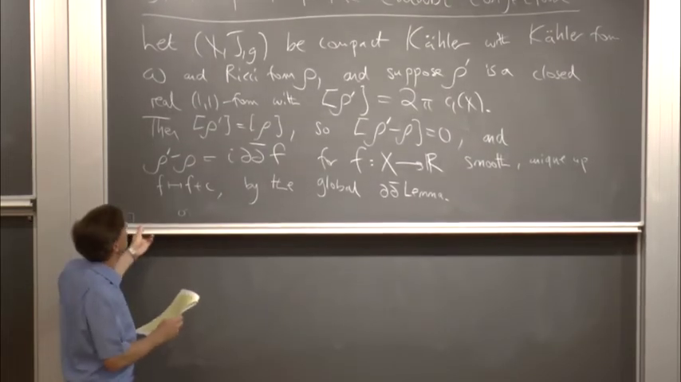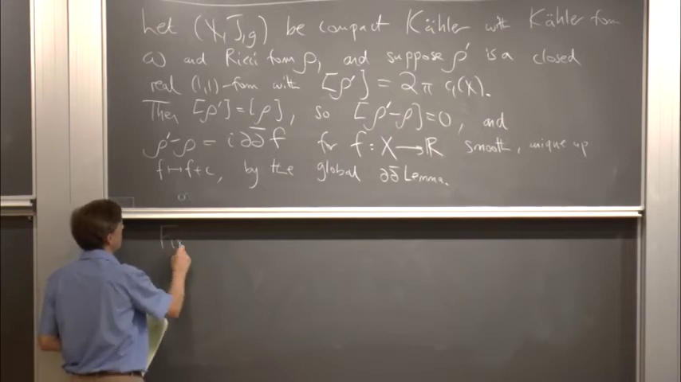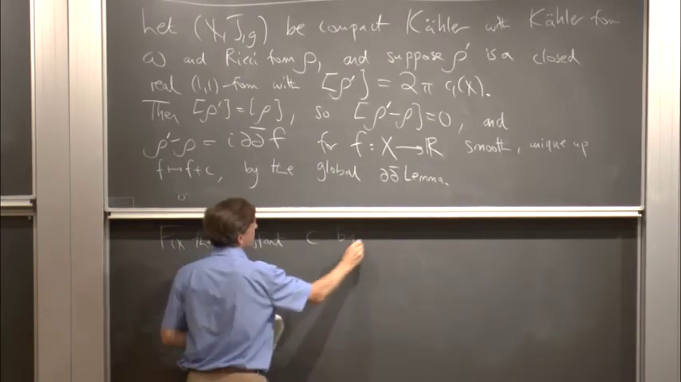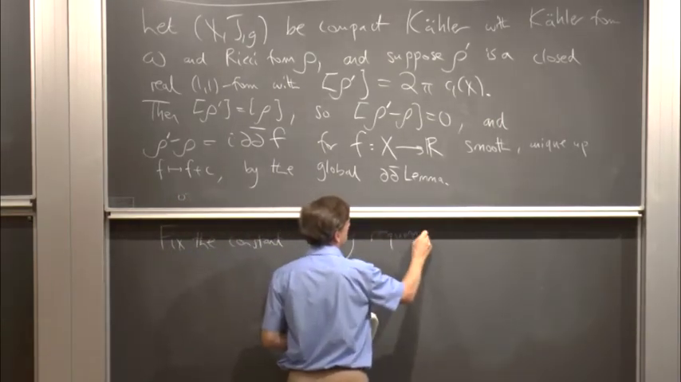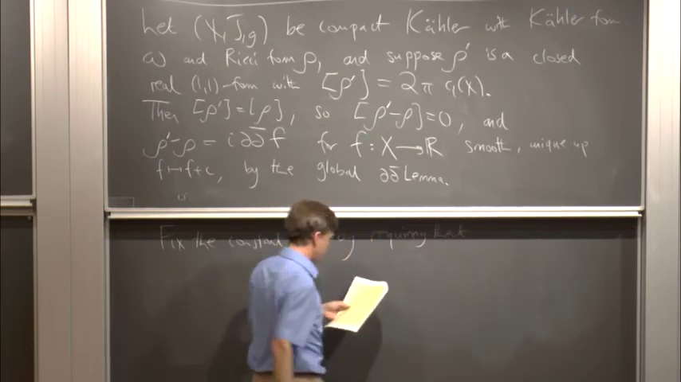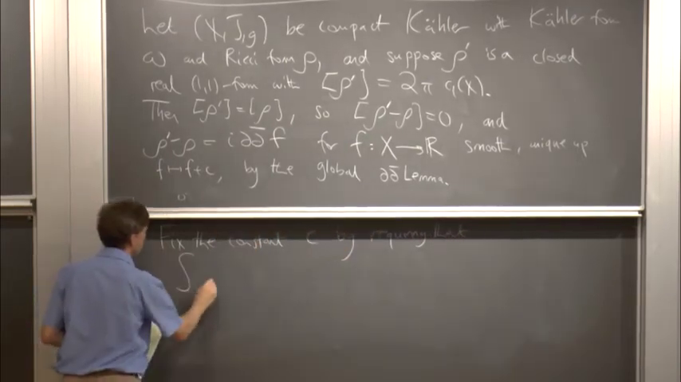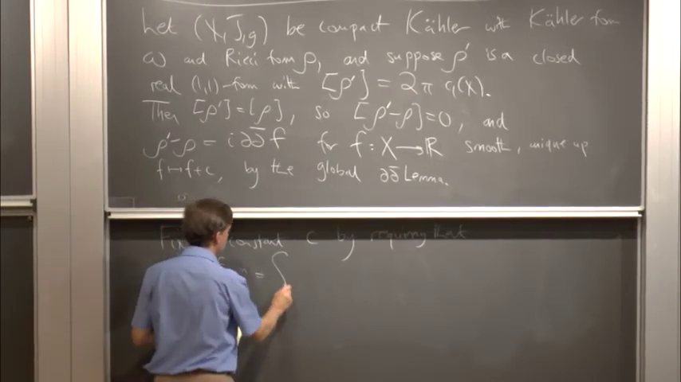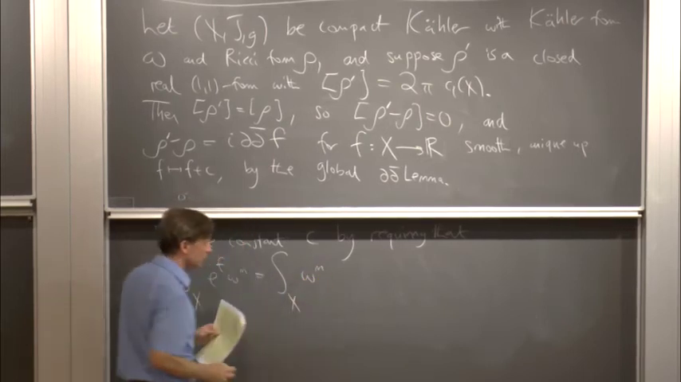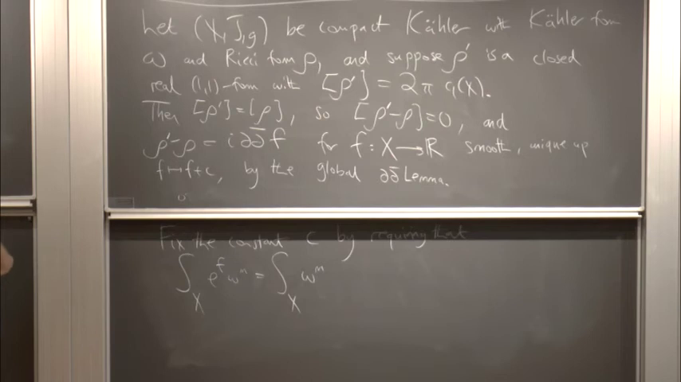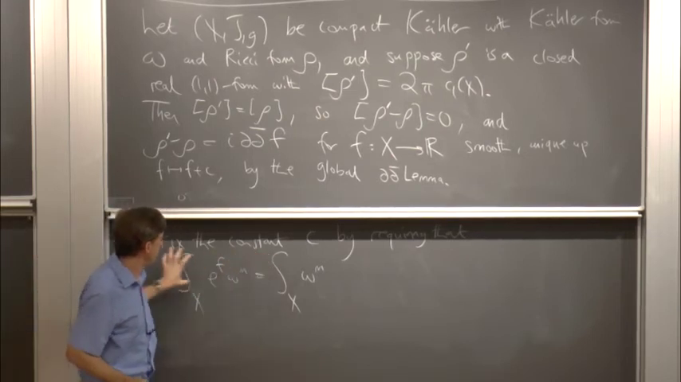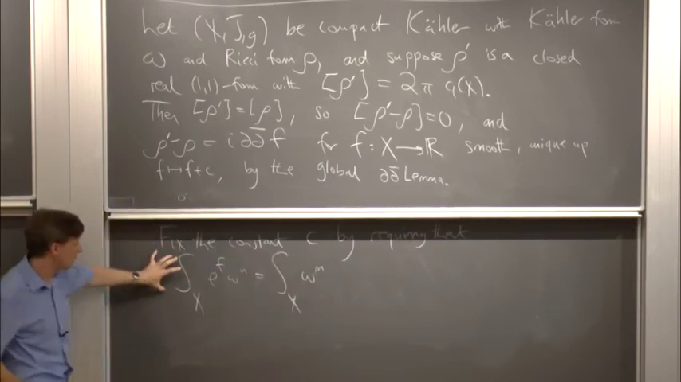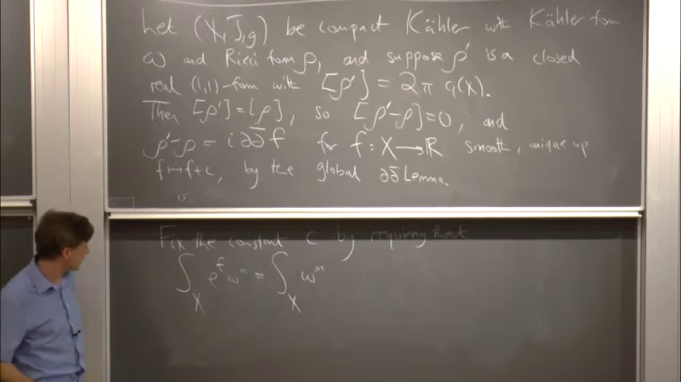Now let's fix the constant C by requiring that the integral over X of e^f ω^m is equal to the integral over X of ω^m. So you'll see why I want this equation in a minute. This is m factorial times the volume of X, so that's a positive number. That's also a positive number as you're integrating a positive function over X.